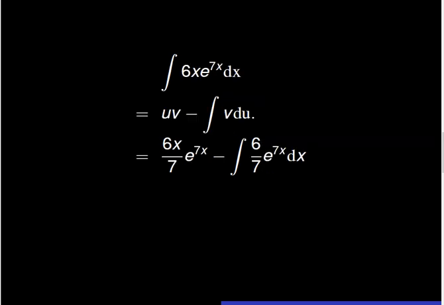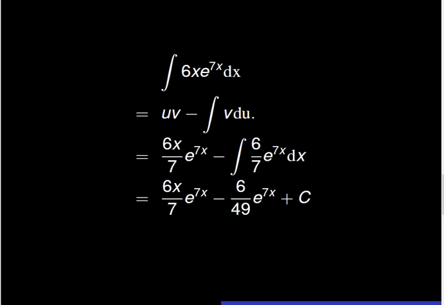Consequently, the integral of 6x times exponential of 7x dx is equal to uv minus the integral of v du. When we replace u, v, and du by their corresponding values, we see that the integral of 6x times exponential of 7x dx is equal to 6x over 7 times exponential of 7x minus the integral of 6 over 7 times exponential of 7x dx.